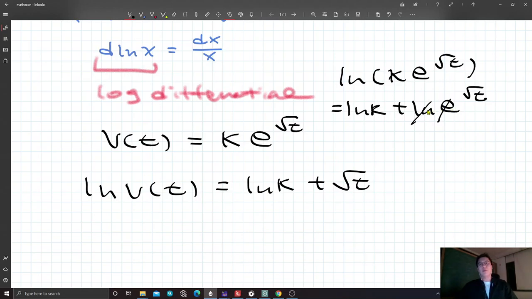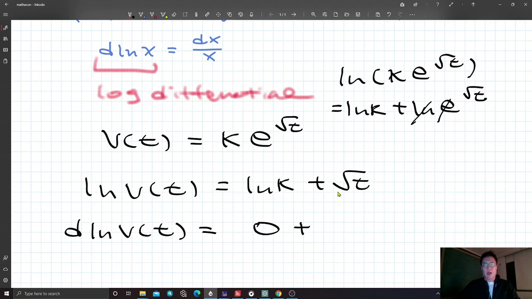Whenever they meet, they are canceled. So we are left with square root of t. Now we take the differential. d ln v of t: this is a constant, so the differential for a constant is 0. It does not change at all. And then the differential of a square root of t is the derivative times dt.